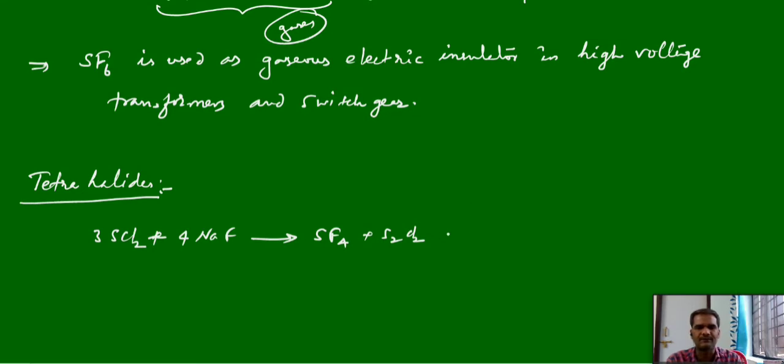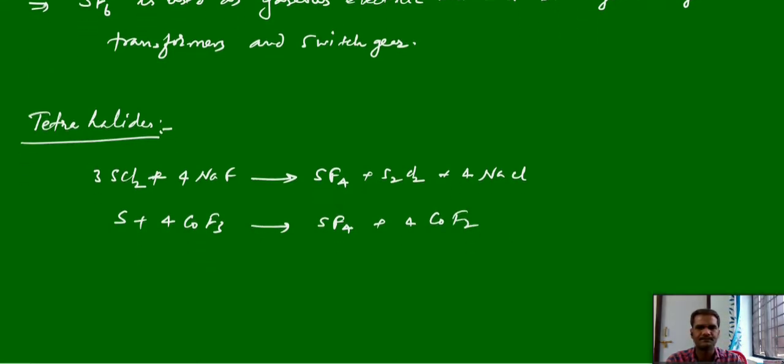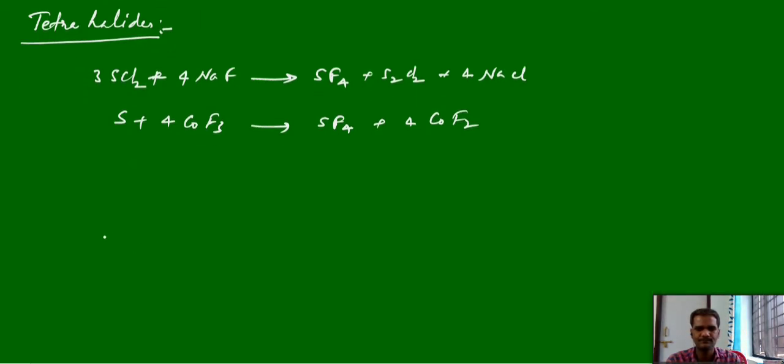Sulfur dichloride, if you take sodium fluoride, gives sulfur tetrafluoride. And sulfur can react with cobalt trifluoride to give sulfur tetrafluoride and cobalt difluoride. You should remember these two preparation methods of sulfur tetrafluoride. Not all preparations are required, a few are enough.